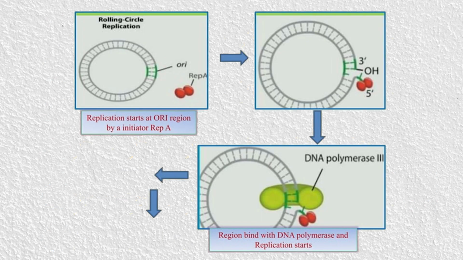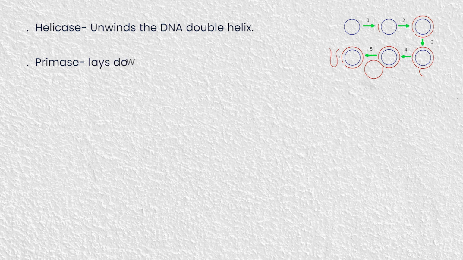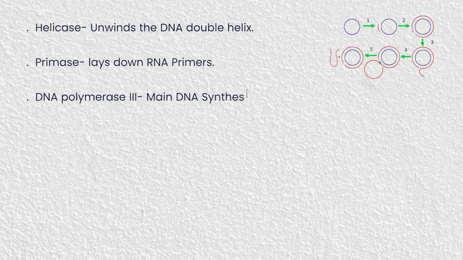Now, let us see the enzymes involved in DNA replication. What are the enzymes involved in it? First is helicase, which unwinds the DNA double helix. Then primase, which lays down RNA primers. Then DNA polymerase 3, the main DNA synthesis enzyme. Then DNA polymerase 1, which replaces RNA primers with DNA.